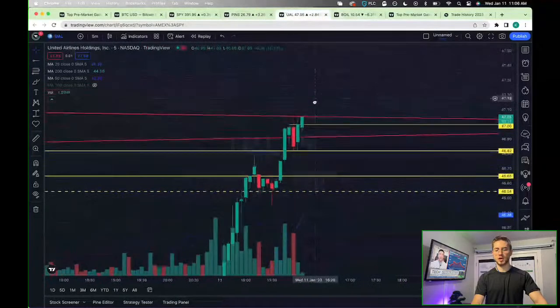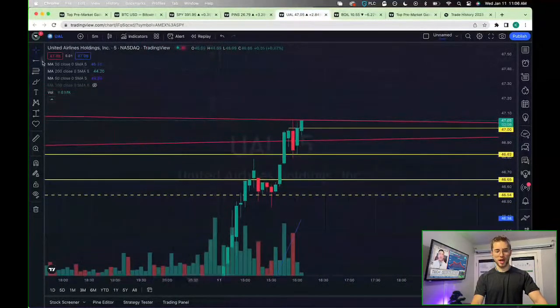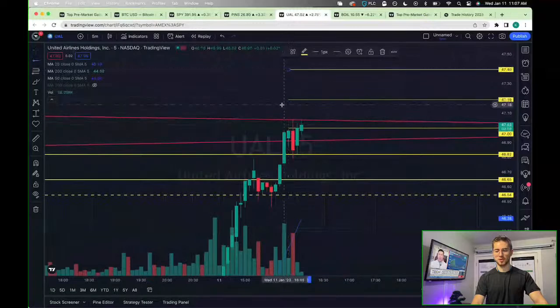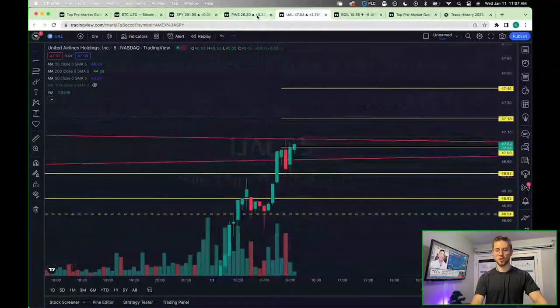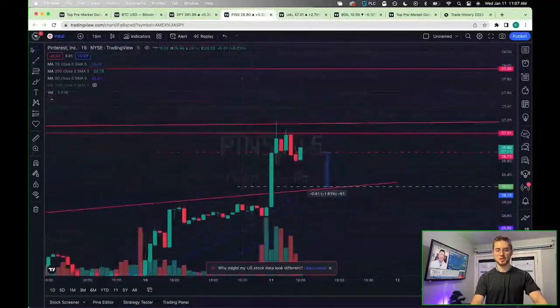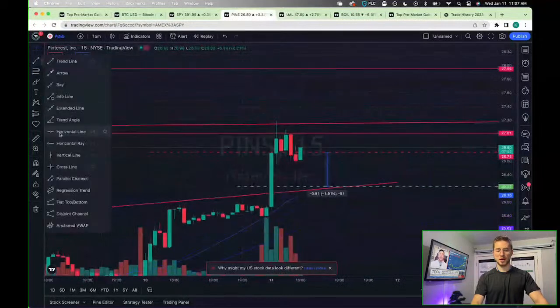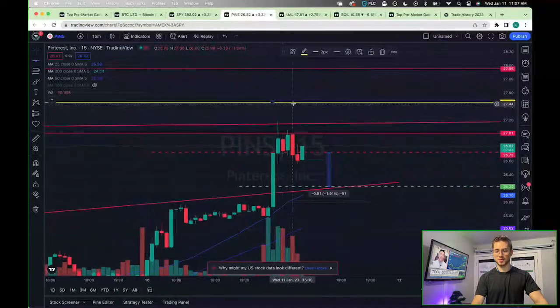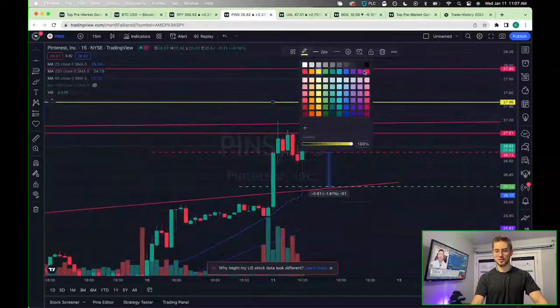In terms of UAL, we have two more add positions. I will put that up on the chart. The next add would be at 47.20 on UAL and 47.40, so basically in 20 cent increments we'll add more. In terms of pins, since we're consolidating now, I would likely add around the 27.46 area. That would be the next add level.